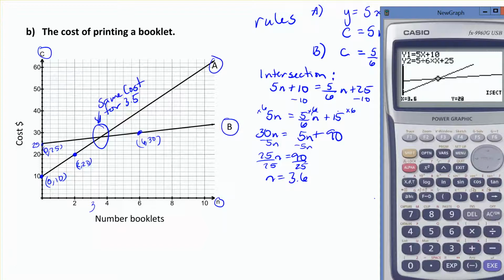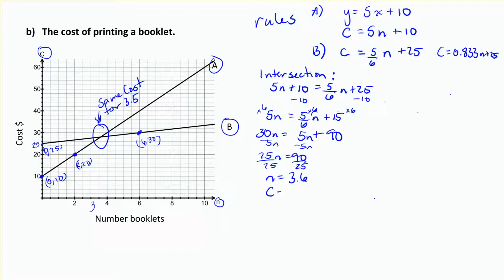So that's the other thing to watch out for. C is equal to 28. We need to make sure we solve for both of them. And again, if you're doing that by hand, we would get that from plugging in 5 times 3.6 plus 10, which would be equal to our cost of $28. So I know my intersection is at 3.6 booklets and $28. Putting this into context, it doesn't really make sense to talk about 3.6 booklets because you'd never print 0.6 of a booklet, but we know that that's when the transition happens.